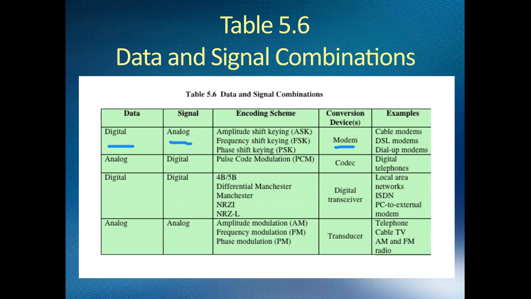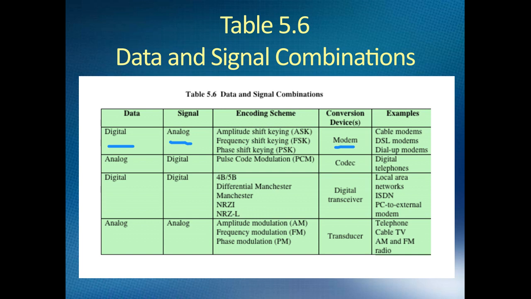If I have analog data and a digital signal, we use the technique called PCM, pulse code modulation. Actually, there was one chapter about this, but they removed it. I used to explain to the students how to convert the signal to PCM. Do you know what PCM means? Sampling. I take the data and make samples of it, converting it from analog to digital. But now you just need to know the technology. The device is a codec. An example is digital telephones.